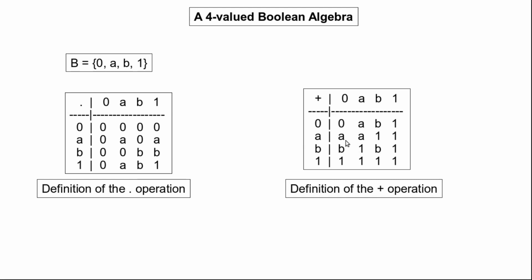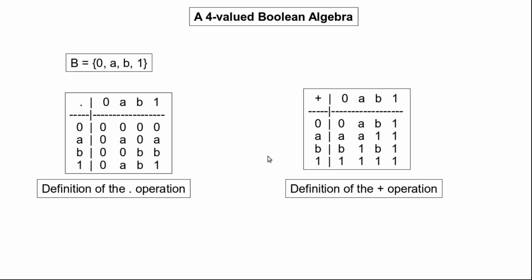So this table defines the binary operation dot, and we also need a definition for the binary operation plus, and this table defines the binary operation plus. It says that 0 plus 0 is equal to 0, 0 plus a is equal to a, 0 plus b is equal to b, and 0 plus 1 is equal to 1. Now if we define the two binary operators in this way, you can test out all the 6 conditions that are required for a system to be a Boolean algebra, and you will find out that these two definitions of dot and plus will satisfy all the 6 conditions that we studied just now.